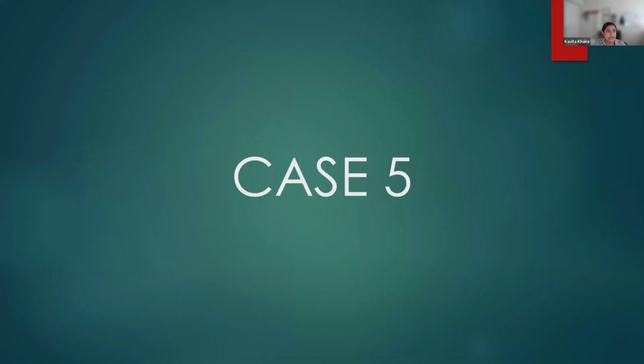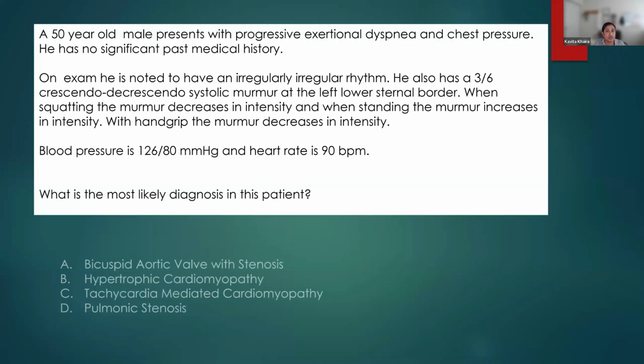Okay, next case. You have a 50-year-old male who presents with exertional dyspnea and chest pressure. He has no significant past medical history. On exam, he is noted to have a 3 out of 6 crescendo-decrescendo systolic murmur at the left lower sternal border. When squatting, the murmur decreases in intensity, and when standing, the murmur increases in intensity. With hand grip, the murmur decreases in intensity. The blood pressure is 126/80 and the heart rate is 90.